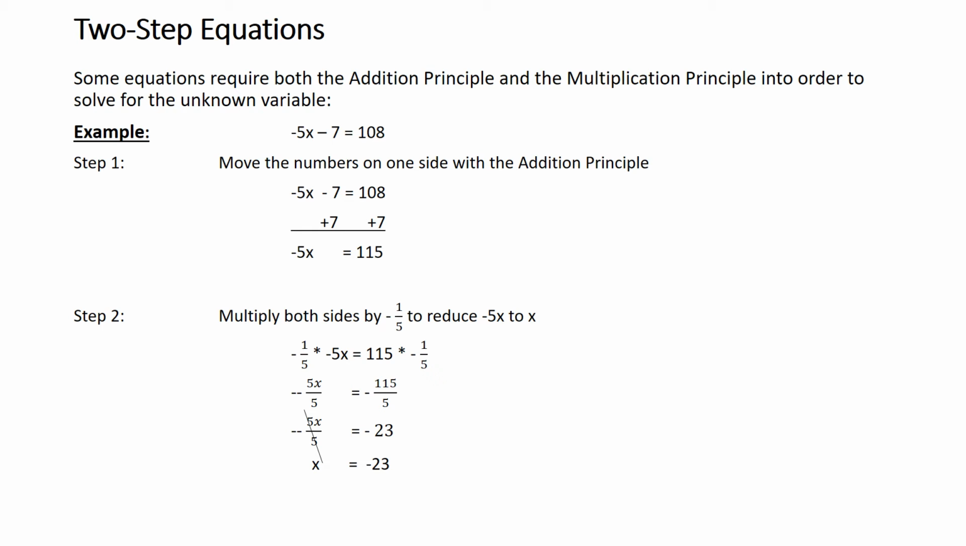That leaves me with negative 5x on the left side. Then 108 plus 7 is 115. Now I got negative 5x equals 115. Multiply both sides by negative 1/5 to get rid of that negative 5x, turn it into an x. Negative 1/5 times negative 5x simply leaves an x. And then the right side, negative 1/5 times 115 leaves me negative 115 over 5, which is negative 23. So x equals negative 23.